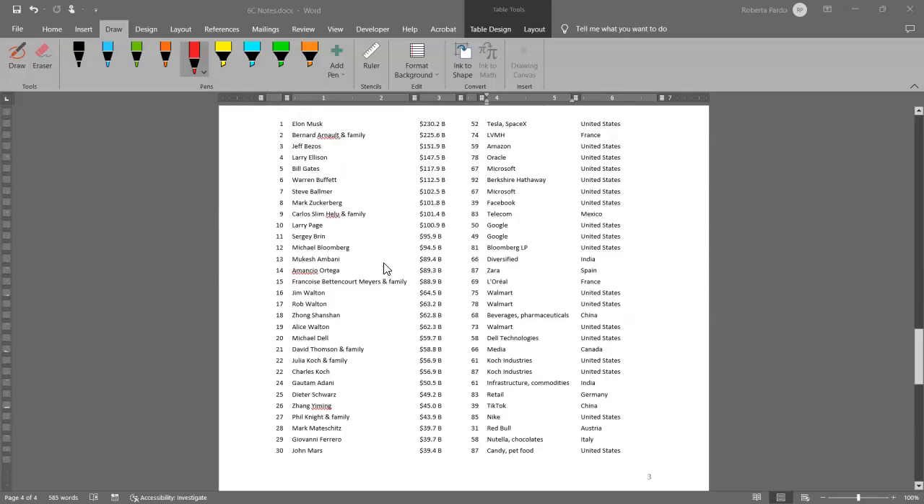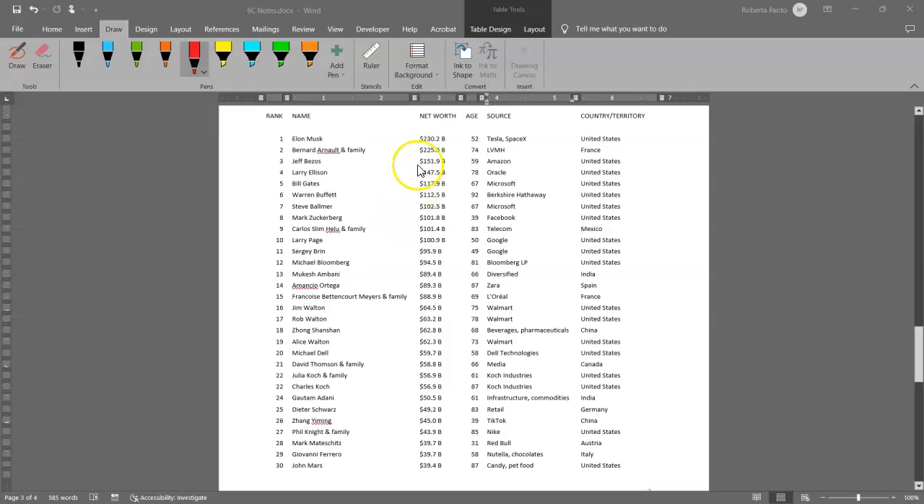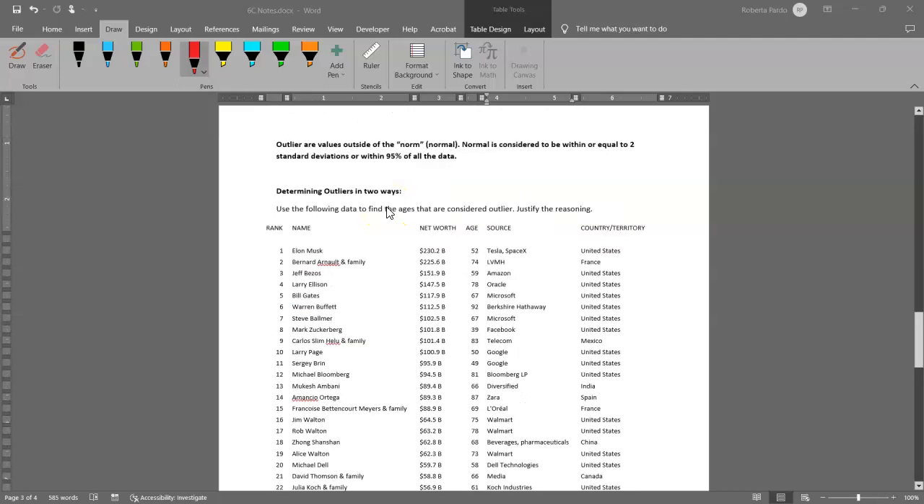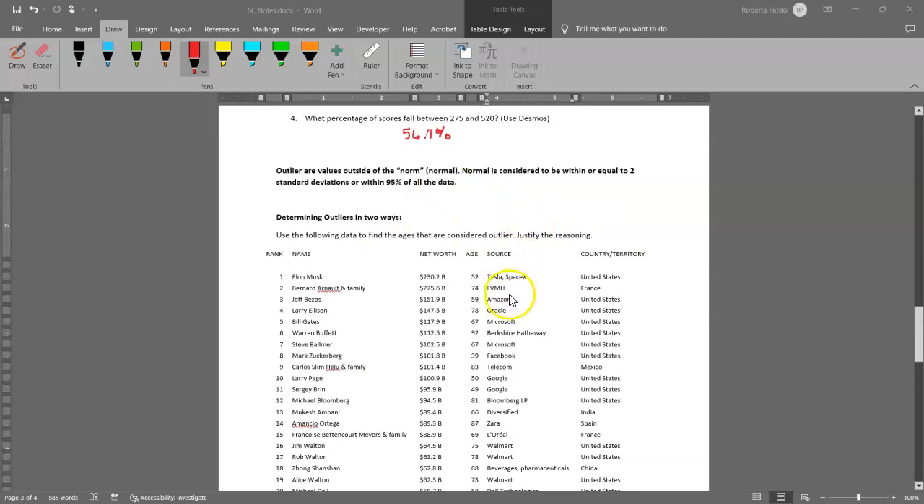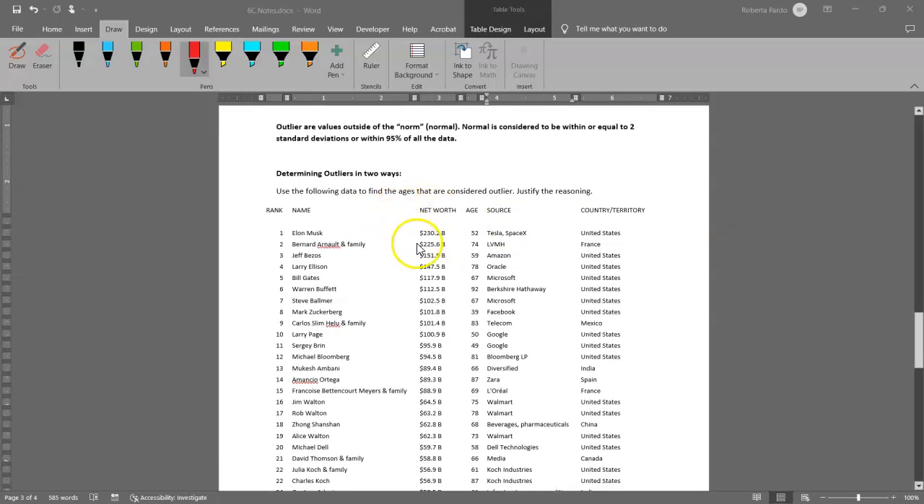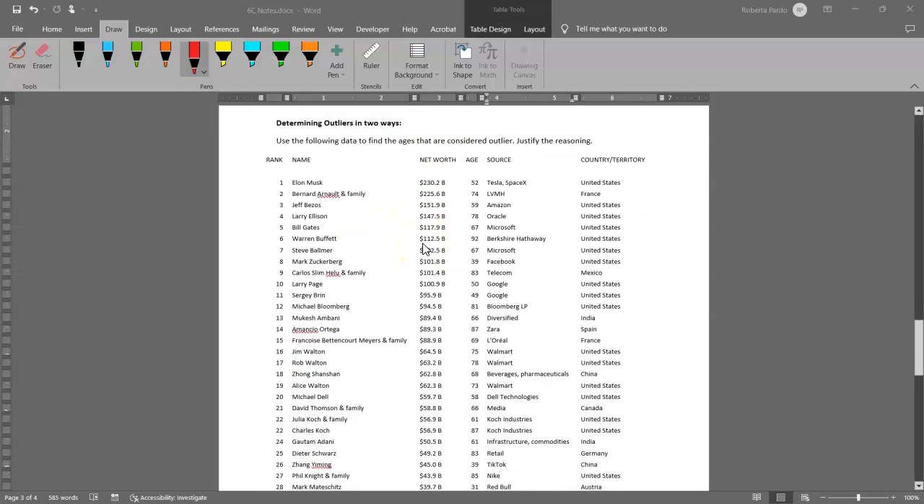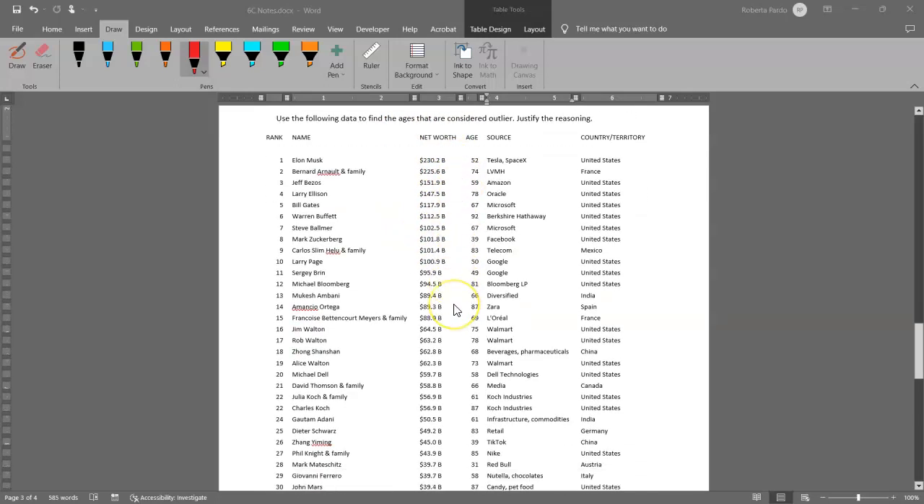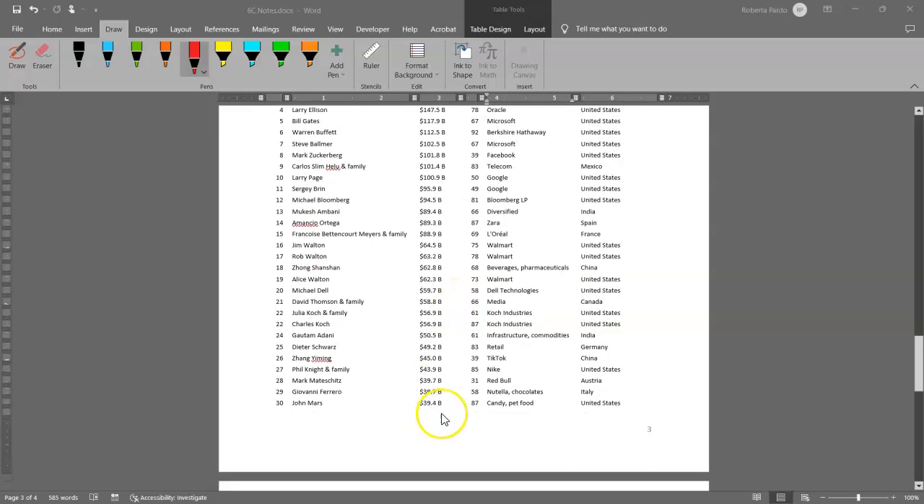So we have this set of data here. These are the top 30 people in terms of net worth and their ages, also where they work, and generally what country they live in or call home. We want to use the data to find the ages that are considered outliers, and then we're also going to look at net worth. You would put these 30 pieces of information into the calculator.